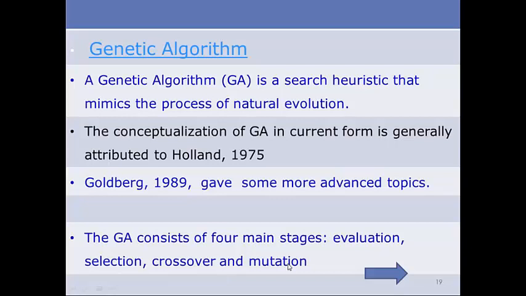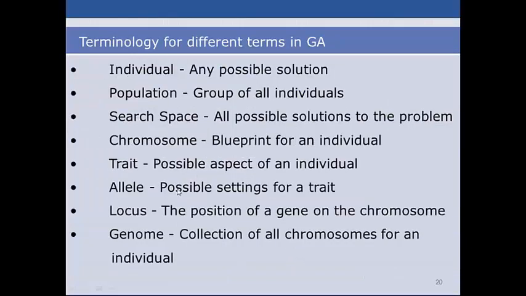Now, this is the terminology we should know before moving on with the genetic algorithm: individual, population, search space, chromosome, trait, allele, locus, genome, and all these things. These are the definitions, and we have to understand them.